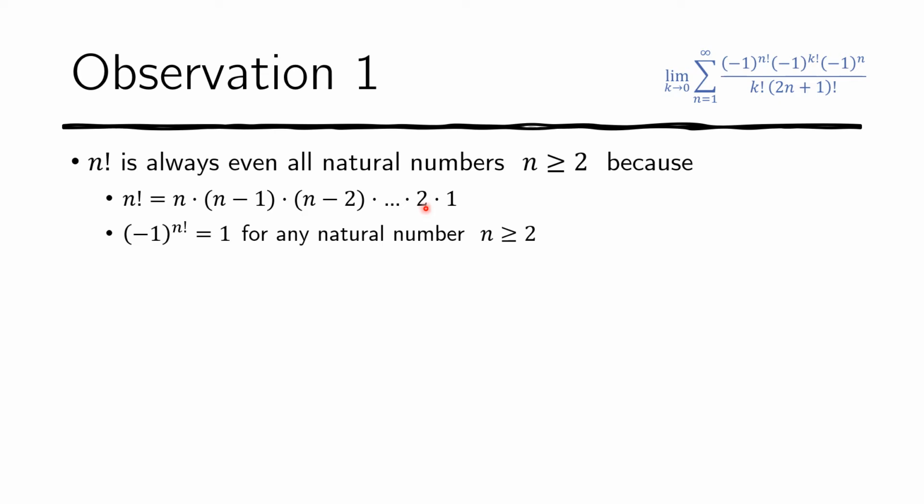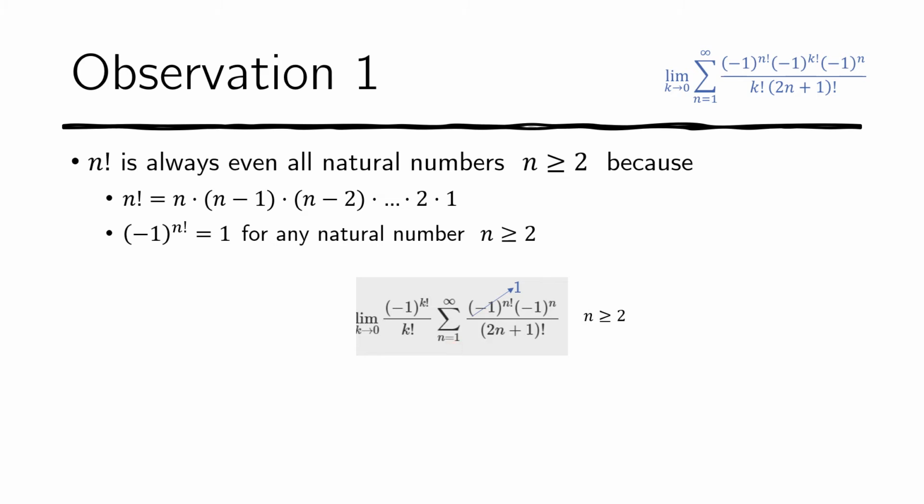And so we know that -1 raised to the n factorial would always be equal to 1, again because n factorial is even. This is only true if n is greater than or equal to 2. So we have this simplification here. This term cancels to 1 only for n greater than or equal to 2. And so what we can do is eliminate or separate the n equals 1 term.